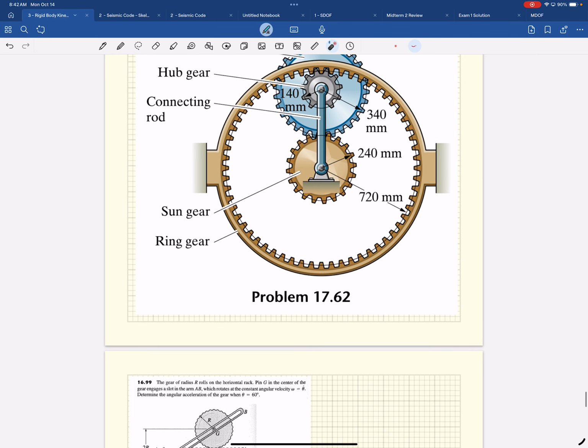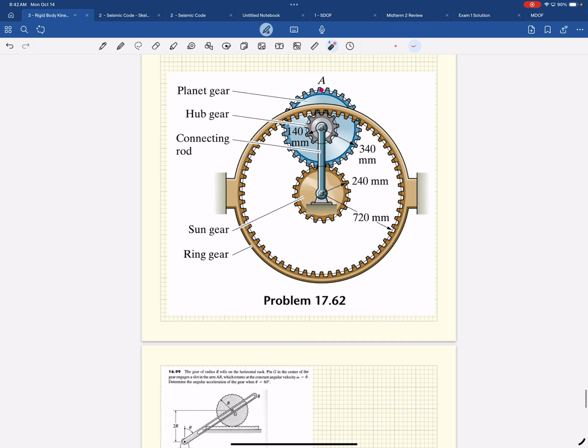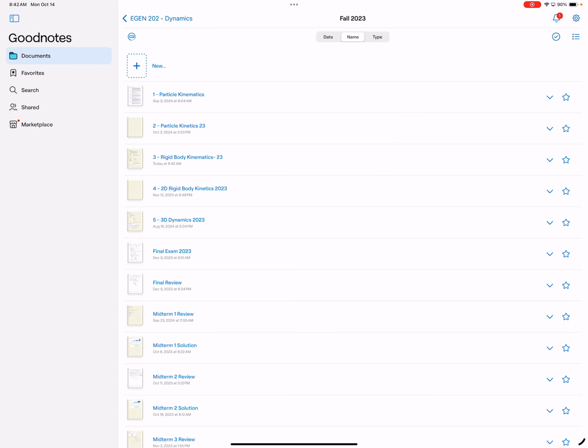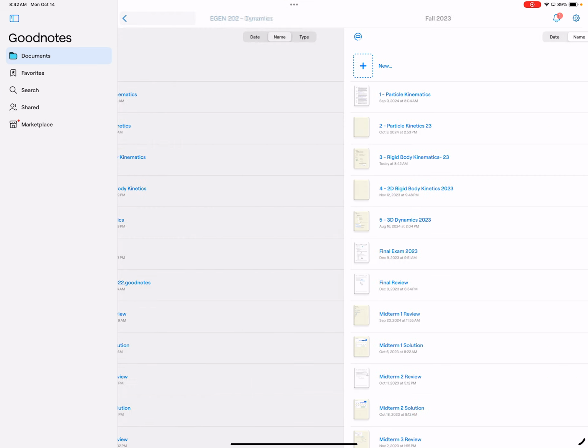Any questions about this stuff? This is the kinematics, okay? That's the end of kinematics. The next step is kinetics. All right, so let's go to kinetics.